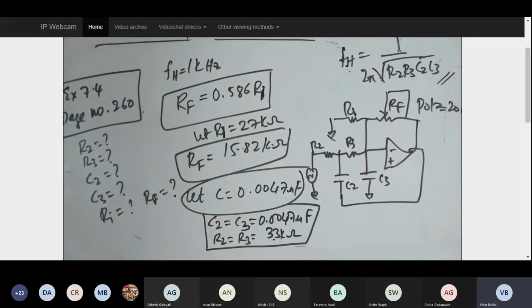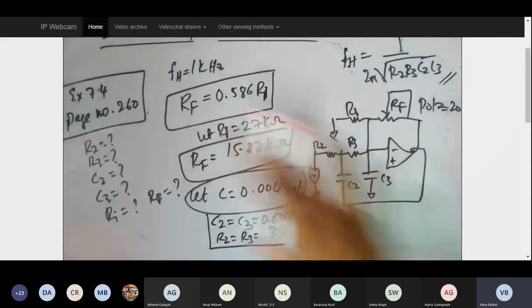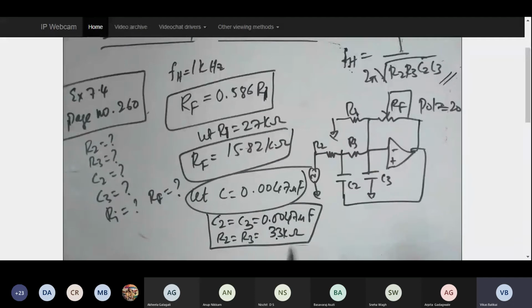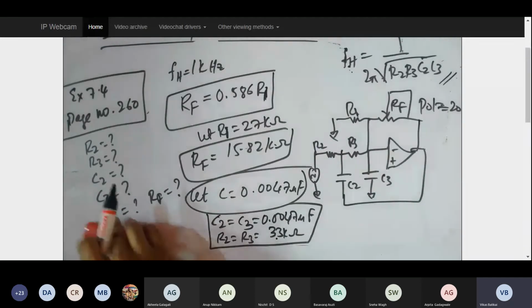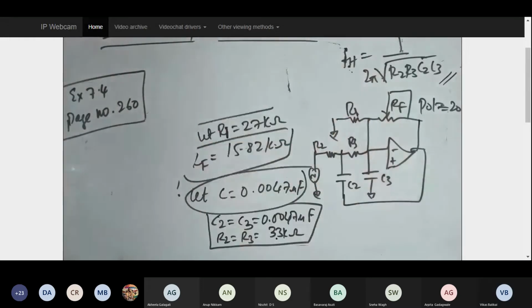By assuming R2 equal to R3, C2 equal to C3. So if I do that calculation, I am going to get the final equation. Ultimately, this is not the end. My end equation is what? What is that I'm going to calculate over here? I am supposed to calculate the V0 by Vin, the gain equation.